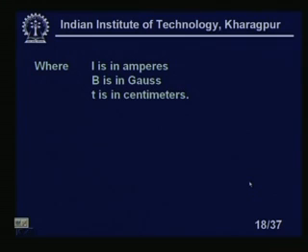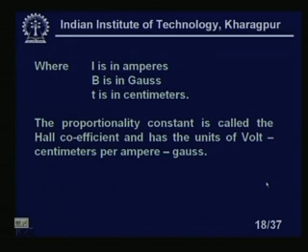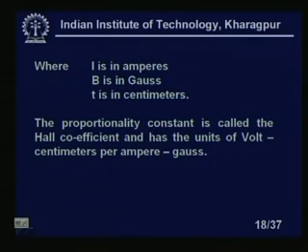Clear? The legends are: I is in amperes, B is in Gauss and T is in centimeters. The proportionality constant is called the Hall coefficient and has the units of volt centimeter per ampere Gauss. It is a characteristic of the particular material.